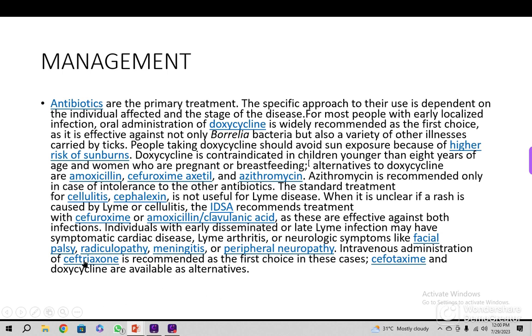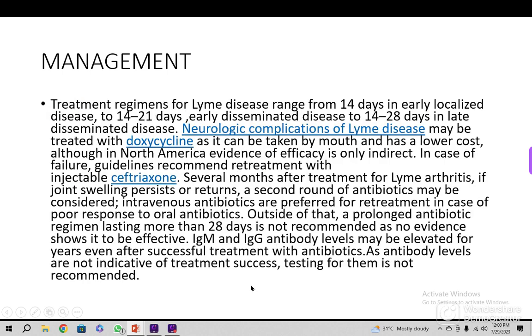Some of their workers use both of them in combination, although it is not written in the literature, and they are not followed by the Americans. Neurological complication of Lyme disease may be treated with doxycycline. In case of failure, you can give ceftriaxone. This is the summary which I am telling you about.